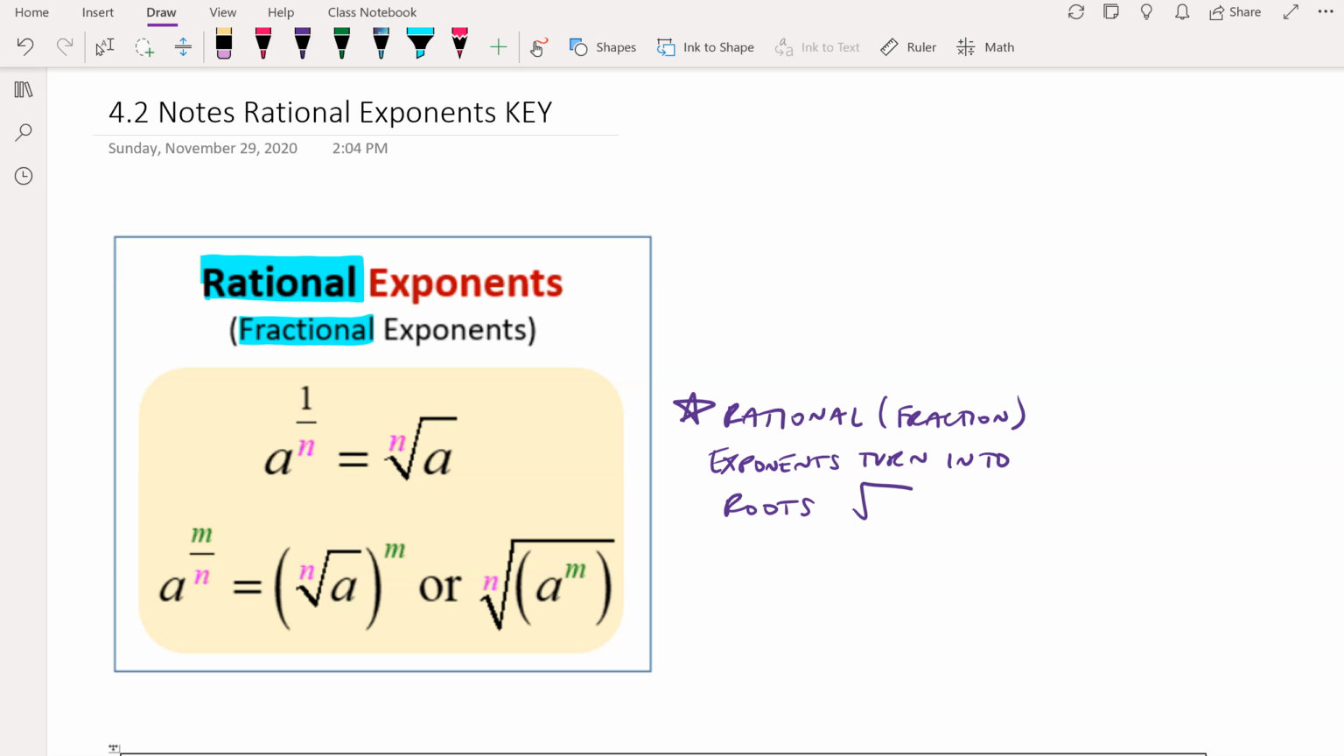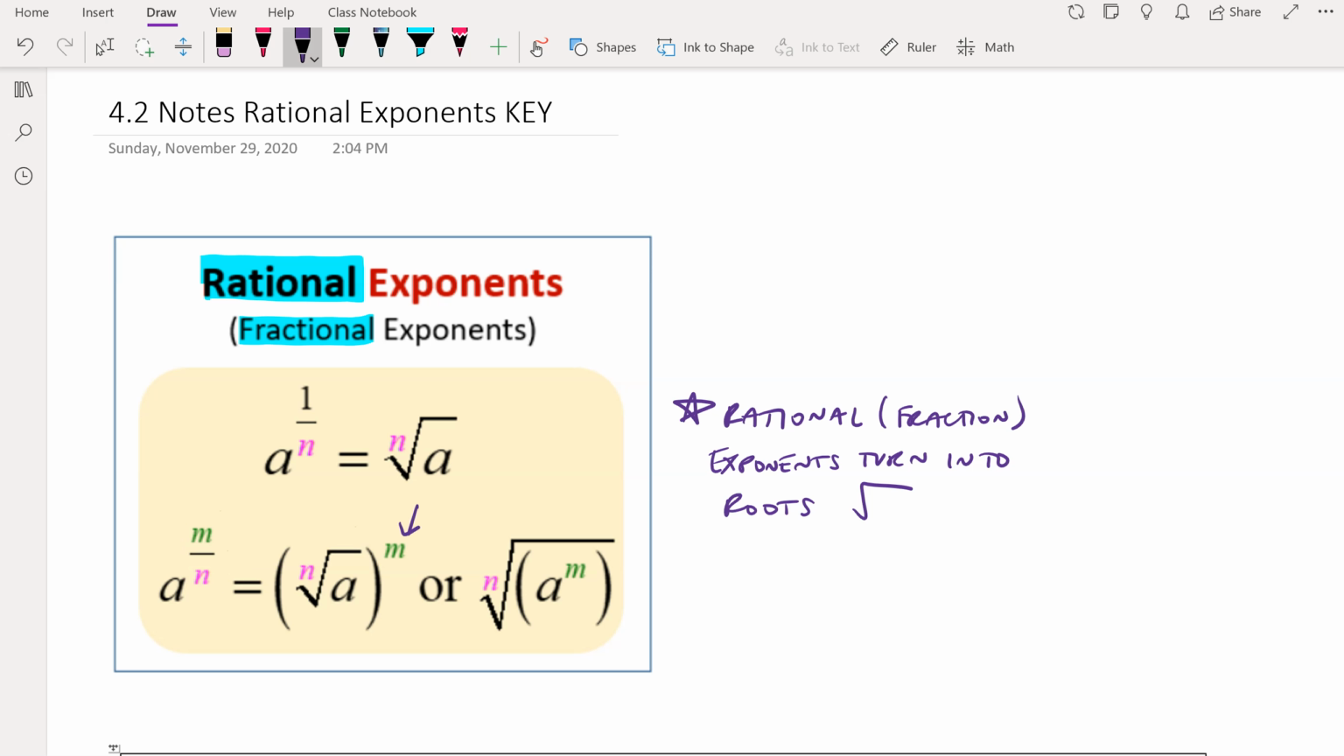All right? Okay, so what if the number on top is not a 1? For example, what if it's an m? So what if you have two numbers? So a to the m over n, the same thing happens with the n. It goes into the front of the root. This is still a fraction, so that's why you get a root. But the denominator goes to the front of the root, and the m, the number on top, stays as an exponent.